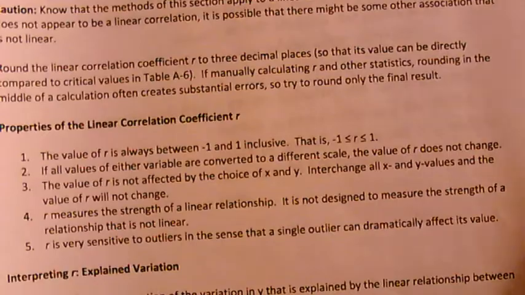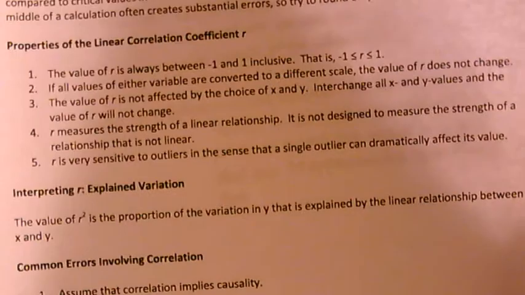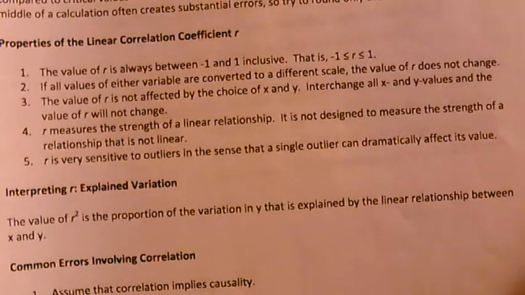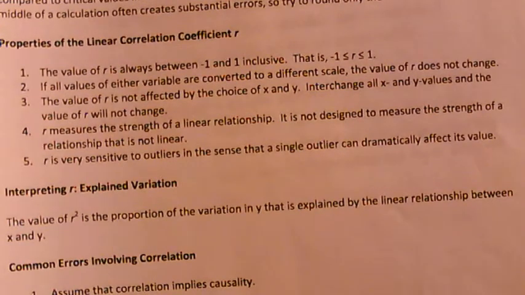Okay. And then the next thing we'll discuss is interpreting R, which is the explained variation. And that's this. The value of R squared. That's going to be the proportion of the variation in Y that is explained by the linear relationship between X and Y. So once you find the linear correlation coefficient, you can just square that and get the explained variation.